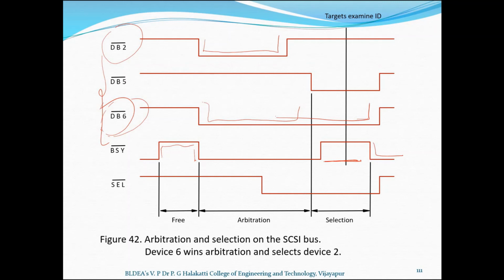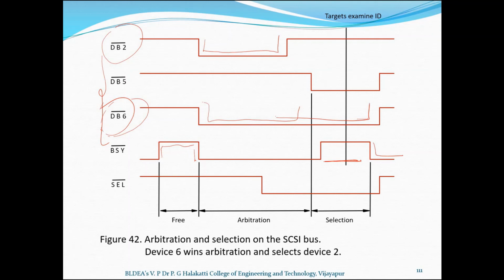Once the select line becomes active, other controllers like controller 2 stop driving the data lines. So the selected target controller responds by asserting the bus busy signal. This informs the initiator that the connection has been established. The initiator now removes the address information from the data lines and the target controller will assert bus busy. After this, controller 5 has control of the bus to proceed to the information transfer phase.